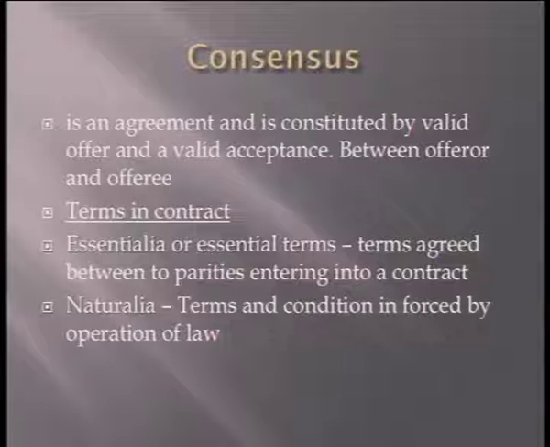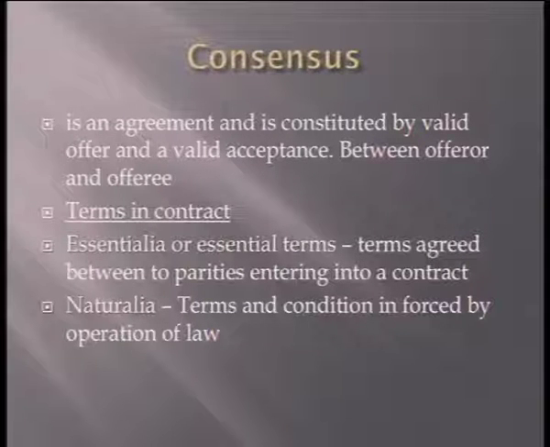We are talking about consensus. It is an agreement that is constituted by a valid offer and a valid acceptance. So there must be an offer and acceptance in a consent. I'm talking about consensus between an offerer and an offeree. The offerer is a person who is offering, and the offeree is the person in a position to accept the contract and to abide by the terms and conditions as stipulated in the contract.